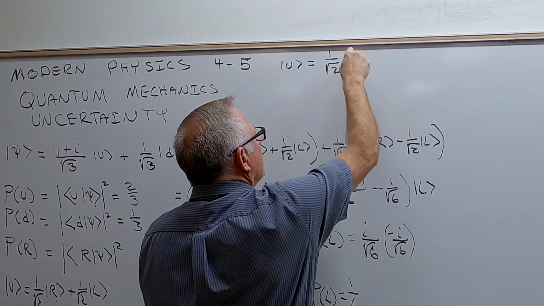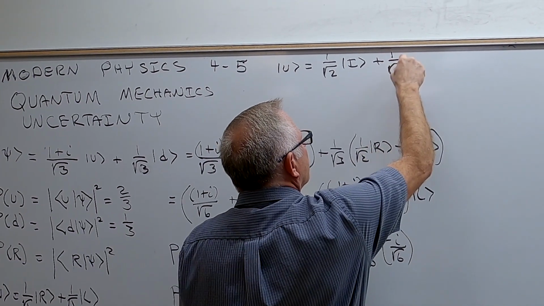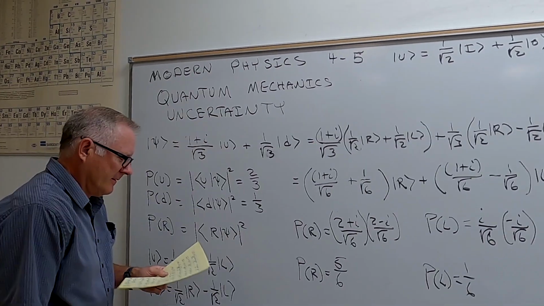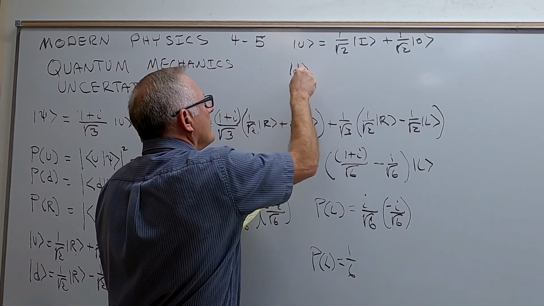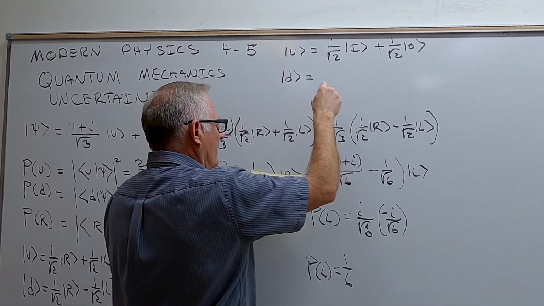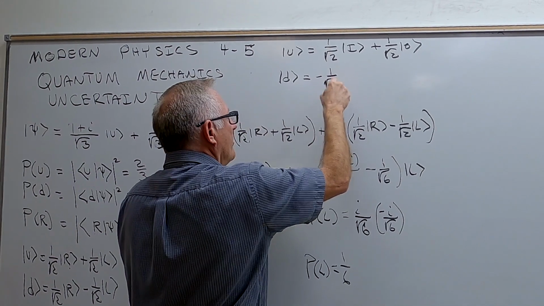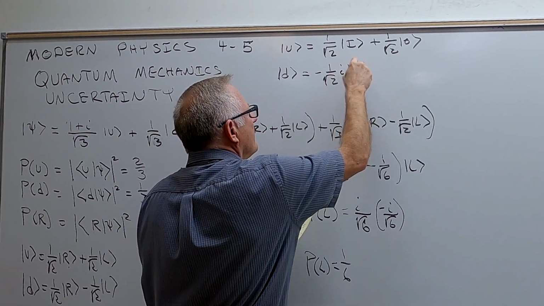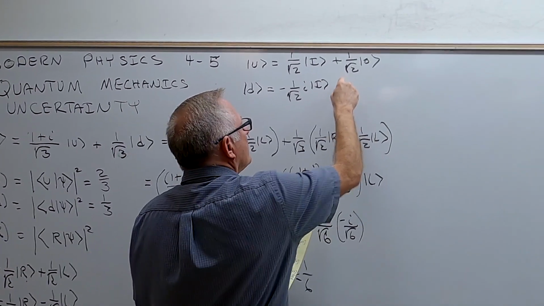Up, we just said, was 1 over the square root of 2 in plus 1 over the square root of 2 out. And down would have been, if I had subtracted the two equations, 1 over the square root of 2 in minus 1 over the square root of 2 out.